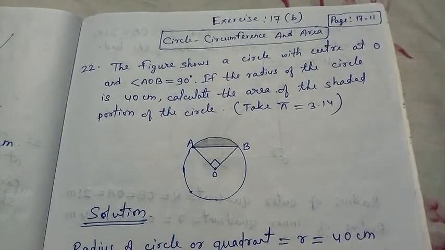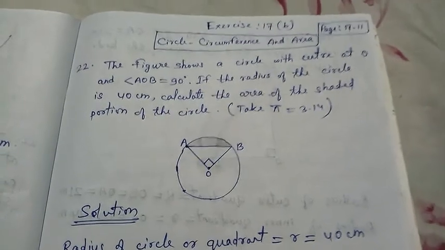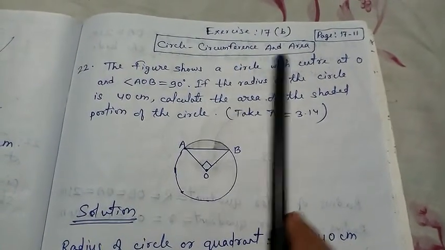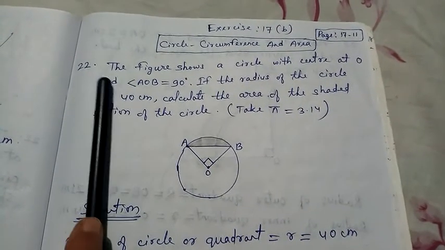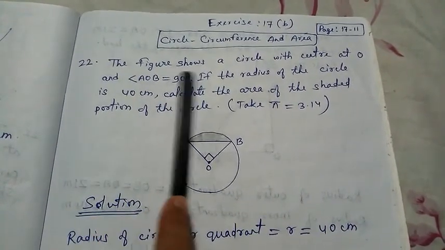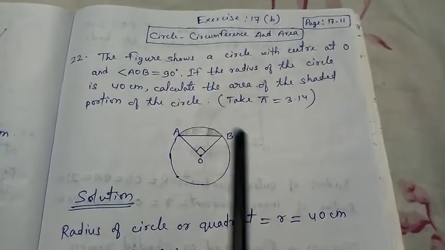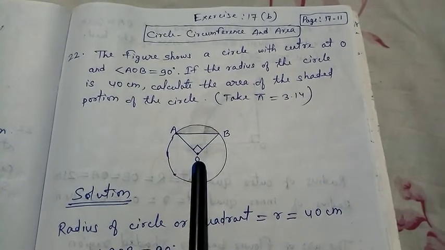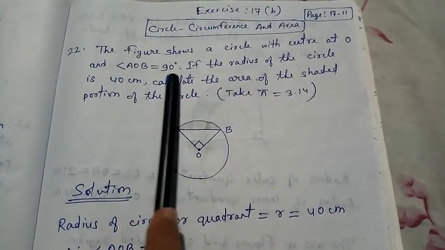Class 9 children. So today we will learn some diagram based questions from the chapter Circle, Circumference and Area. Exercise 17b, page 1711, question number 22. The figure shows a circle with center at O. You can see a circle in the figure having center as O, and angle AOB is equal to 90 degrees.